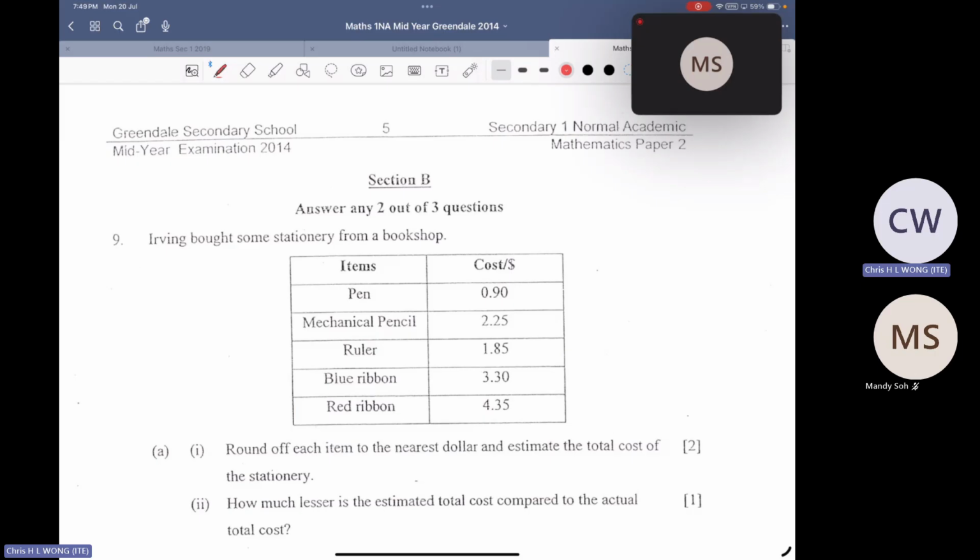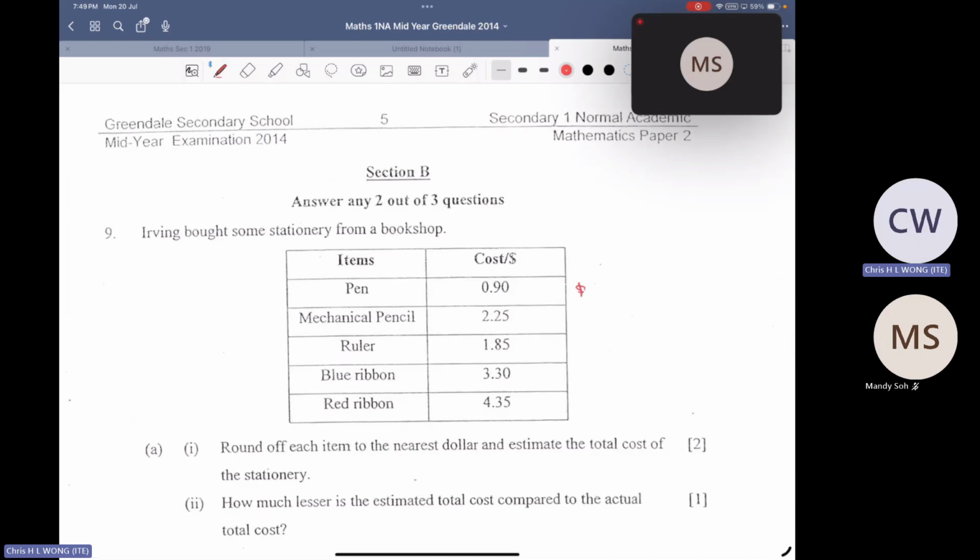So the first one, how much? Nearest dollar, $1. Second one. Very good. Third one. $2. Next one. $3. And the last one is total. 4, 7, 8, 9, 10, $12, right? So the total cost of the stationery is $12. Answer.